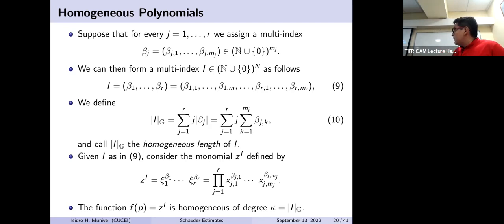Since we were saying that different layers have different weights, if we have some multi-index I, depending on where you are, you are weighted differently. Usually for the multi-index we just sum all the indices, but in this case we put a weight, depending on where you are. That's because this is non-isotropic. These are called the homogeneous length. For simplicity, you can see a monomial here, and the homogeneous degree will be this one.